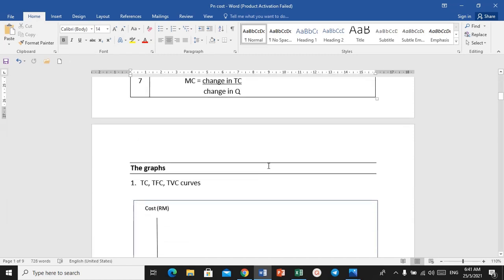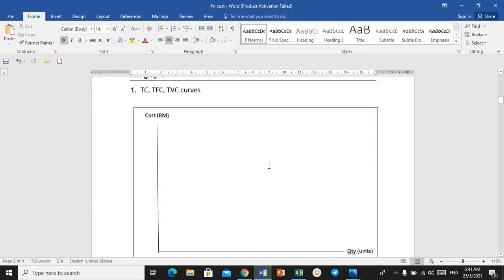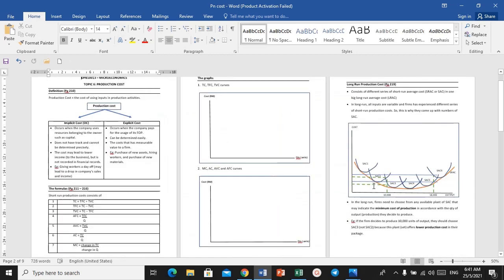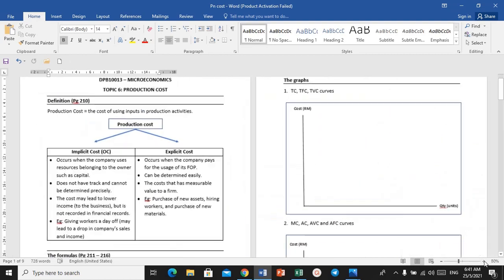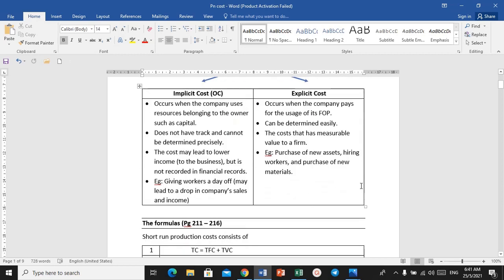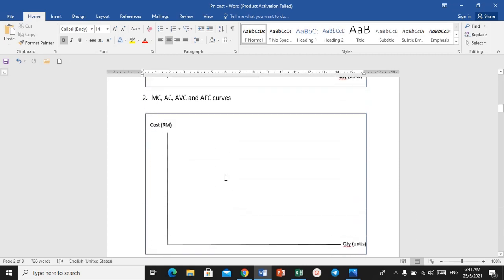Now let's proceed to the curves. We are going to have 2 different graphs here. The first graph is for us to draw the 3 curves of total cost, total fixed cost, and total variable cost. And the second graph is to draw the marginal cost, average variable cost, and average fixed cost.